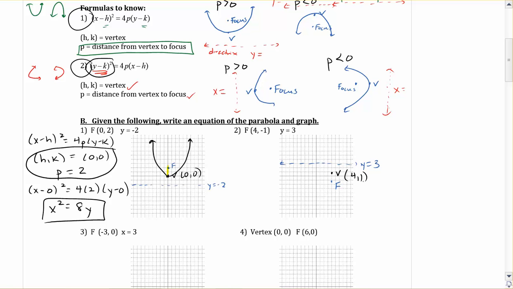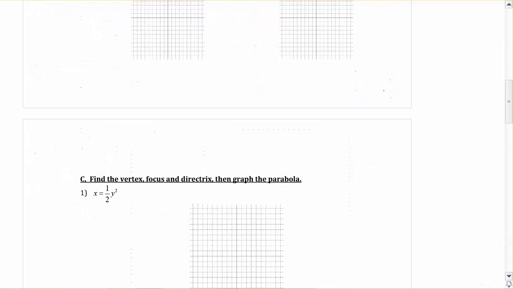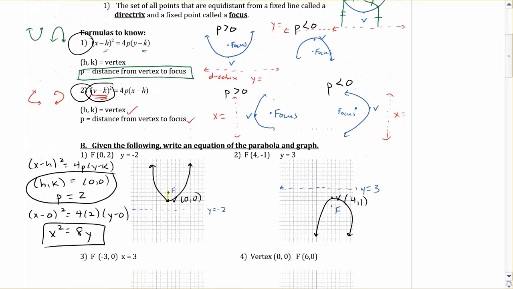All right. I then know if my vertex is in between the focus and directrix, and the focus always has to be within the parabola, then my parabola is going to be facing downwards. Well, that's also helpful because if I know it's facing downwards, I say, okay, is it equation 1 or equation 2? Well, since it's downwards, it's going to be the (x minus h) squared equals 4p (y minus k).